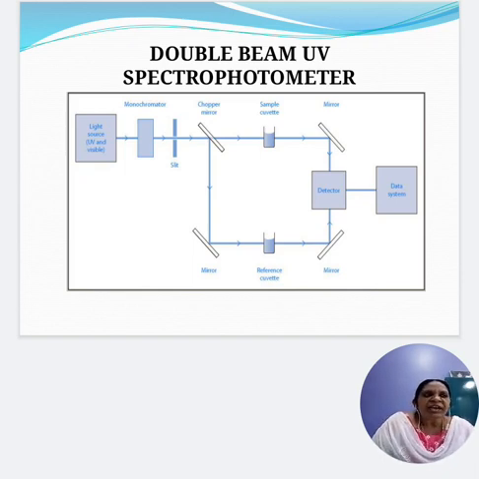We have one reference cuvette and another sample cuvette. Two cuvettes we are going to use here. The upper one is the sample cuvette and the lower one is the reference cuvette. The radiation coming from the monochromator is passed through the reference cuvette as well as the sample cuvette. Then we have the detector system, which compares both the signals coming from the reference cuvette and the sample cuvette, and this output is given through the detector to a display device.